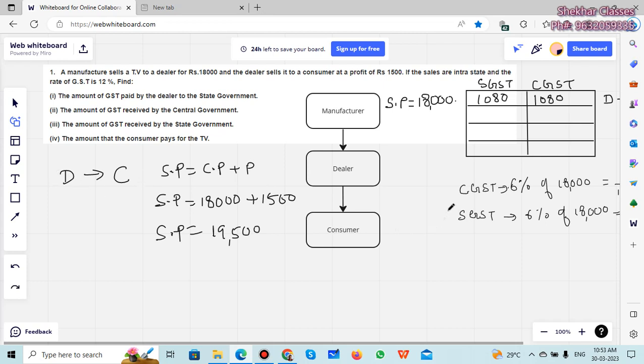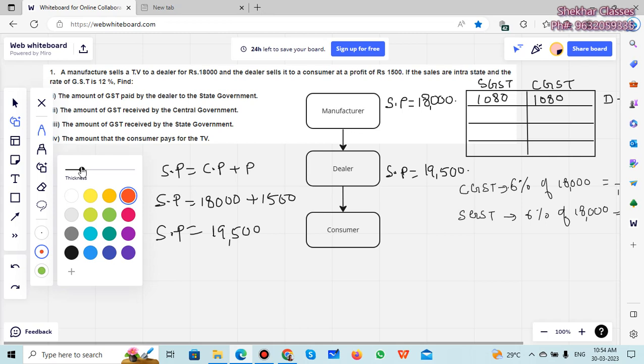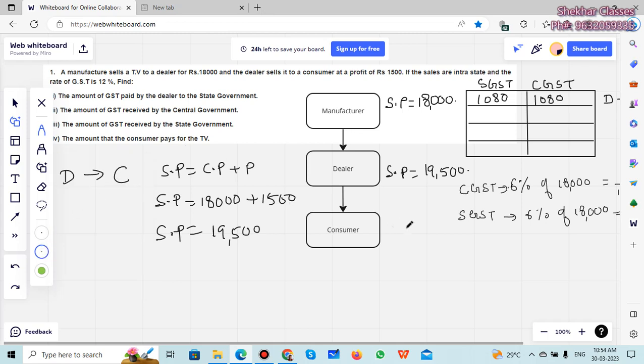So he sells it to the consumer at what price? I'll write it here: SP for him is 19,500. Now the consumer will pay the tax again, because at every stage the tax has to be collected. So what is the tax he will pay? We have to calculate both CGST and SGST. Let the tax be collected here; I will write it in red color.